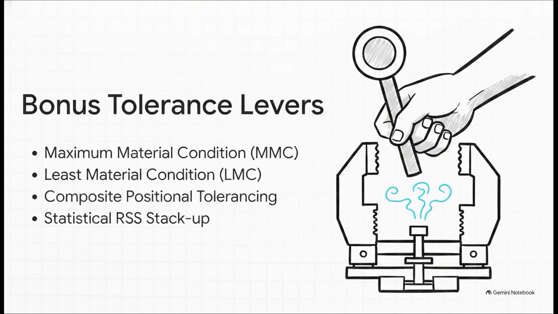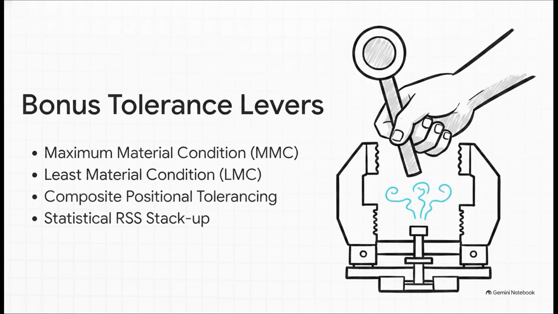Now let's turn all this into actionable solutions, because you might be sitting there thinking, but I need my parts to assemble. And you do. But ASME Y14.5 gives us some absolutely brilliant tools to loosen individual tolerances without ruining the assembly function. These are our legitimate levers for generating bonus tolerance and dramatically lowering costs. Maximum material condition, least material condition, composite positional tolerancing, and the statistical root sum square stackup.